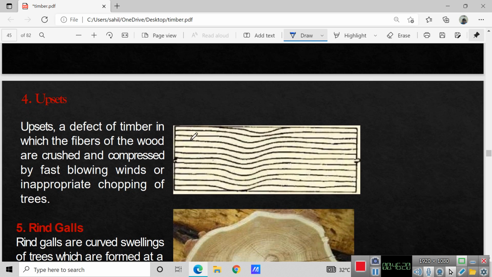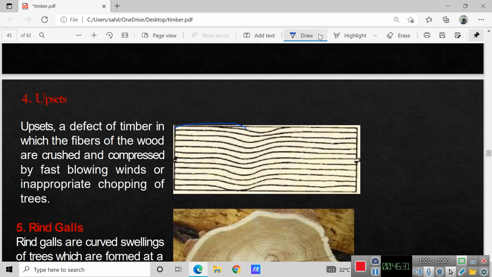Now, upsets are a defect of timber in which the fibers of the wood are crushed and compressed by fast flowing winds or inappropriate chopping of trees. So you can see here is the upset in the wood. When the high speed wind attacks this place, the fibers below get crushed and compressed, and due to cutting there may be some load applied at this point, and the upsets are formed.